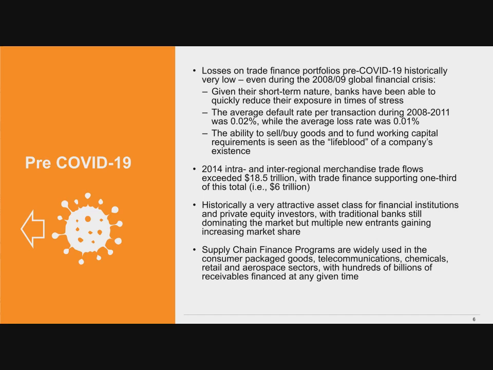Now, one of the reasons why the default rates and delinquency rates and loss rates were so low is the fundamental premise that working capital requirements are the lifeblood of a company's existence. In other words, if a company can't fund its working capital requirements to buy raw product to put into a production cycle to manufacture goods, then that really represented the end of the company's existence. And so the credit story on these assets was extremely good.